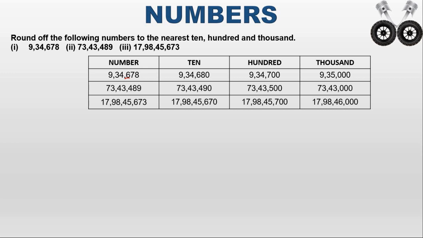Okay, so what is the next number? 1's, 10's, 100, 1000. So we have to look at the 1000 portion. So what is the number here? 4. That means you have to see the right side number. What is the right side number? 6. So it is greater than 5. That means you have to add 1 to the 4. So 4 plus 1, 5. So the answer is 9,35,000.